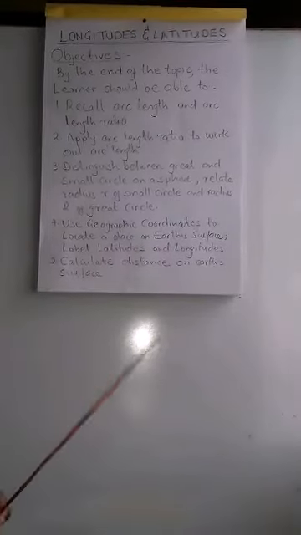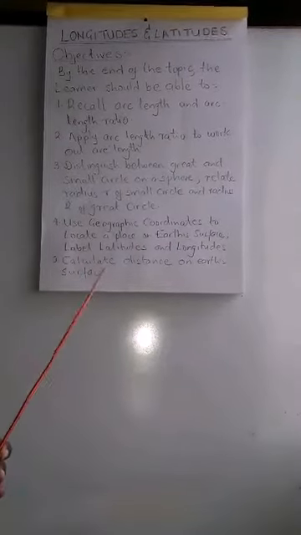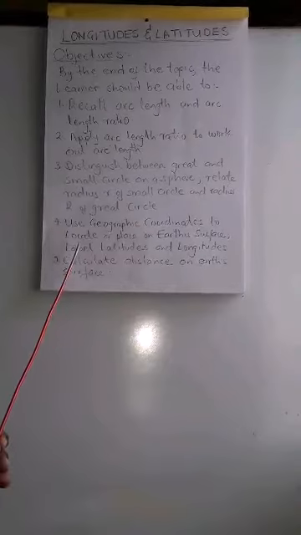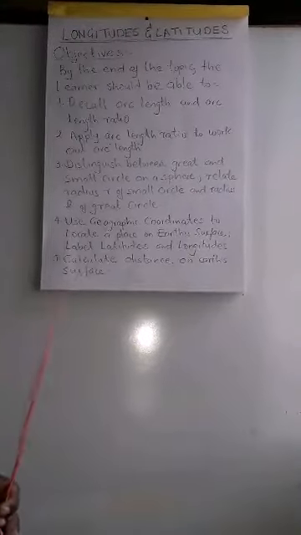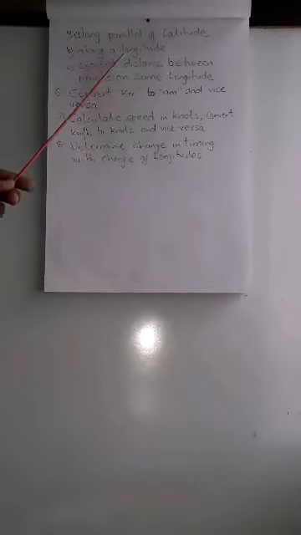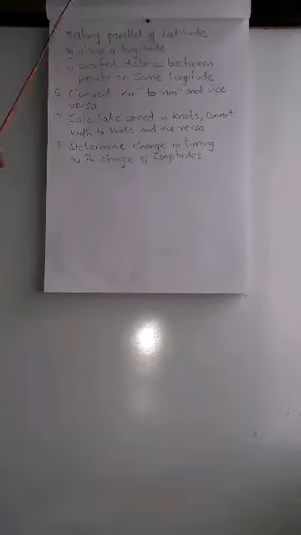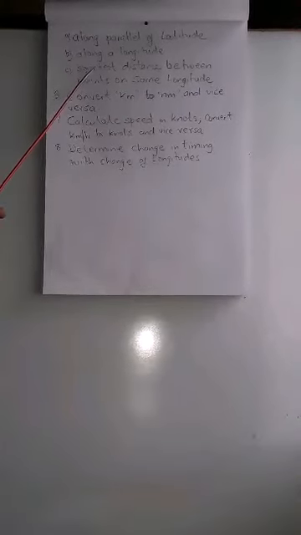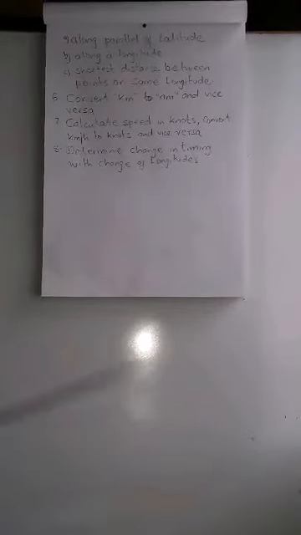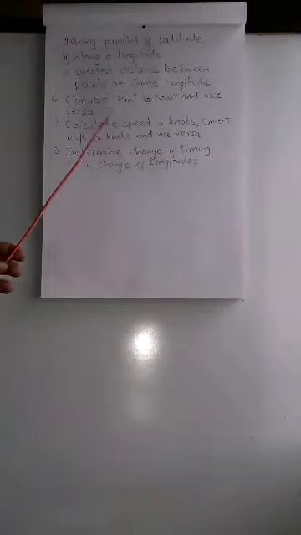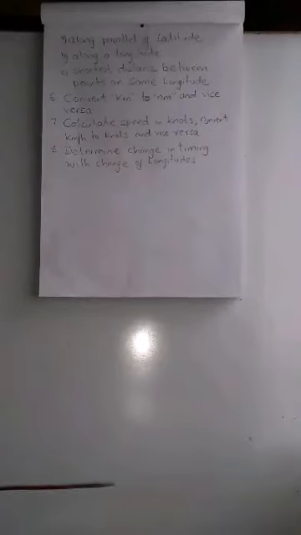Use geographic coordinates to locate a place on the Earth's surface, and therefore be able to label latitudes and longitudes. Calculate the distance on the Earth's surface. That distance is along parallel of latitude, along a longitude. The distance, what we call the shortest distance between points on the same longitude. Be able to convert kilometers to nautical miles and vice versa.